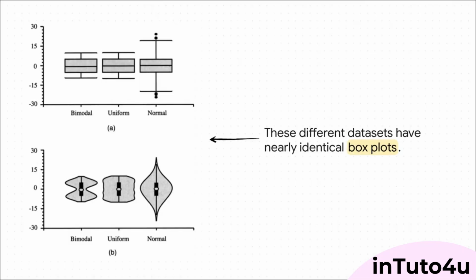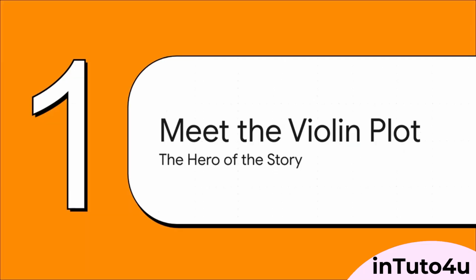Okay, check this out. This is exactly what I'm talking about. We have 3 completely different data sets here. One has 2 distinct peaks, we call that bimodal. One is totally flat or uniform, and the last one is that classic bell curve, a normal distribution. But look at their box plots. They're nearly identical. The box plot sees the same summary stats and totally misses the actual shape of the data. Wild, right? So how do we get around this? How do we see what's really going on?